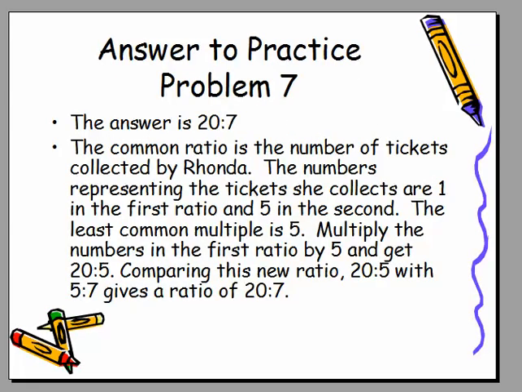The answer is 20-7. The common ratio is the number of tickets collected by Rhonda. The numbers representing the tickets she collects are 1 in the first ratio and 5 in the second. The least common multiple is 5. Multiply the numbers in the first ratio by 5 and get 20-5. Comparing this new ratio 20-5 with 5-7 gives a ratio of 20-7.